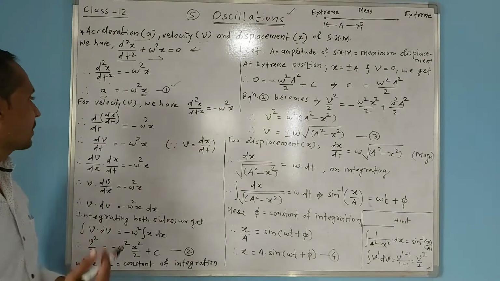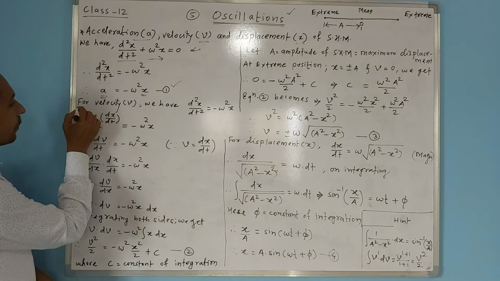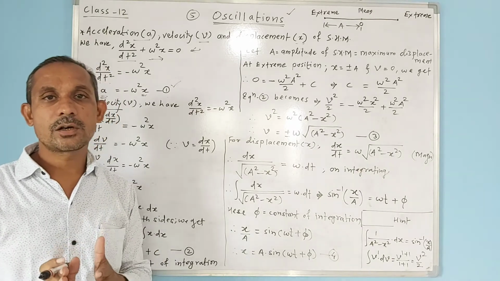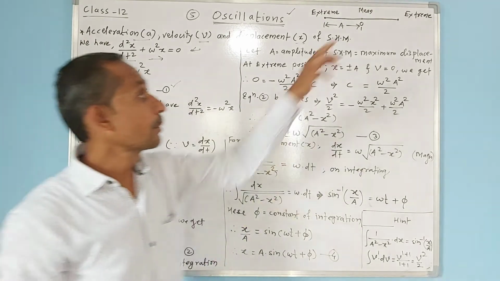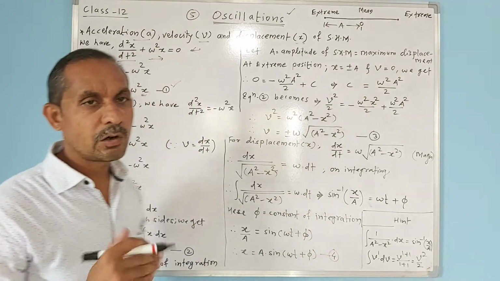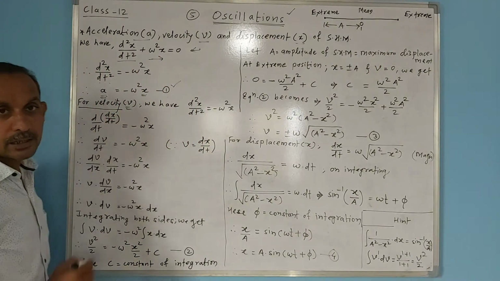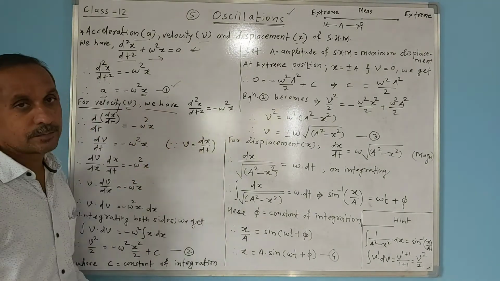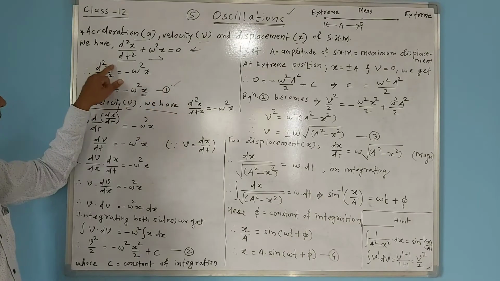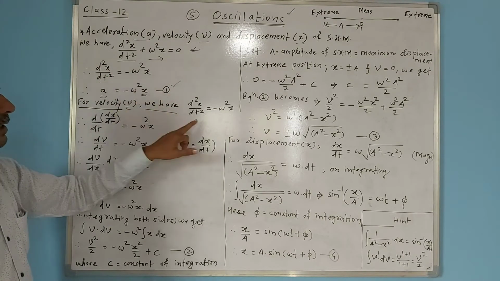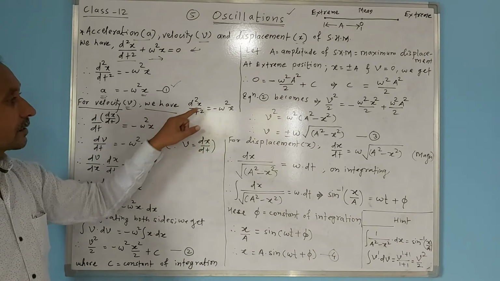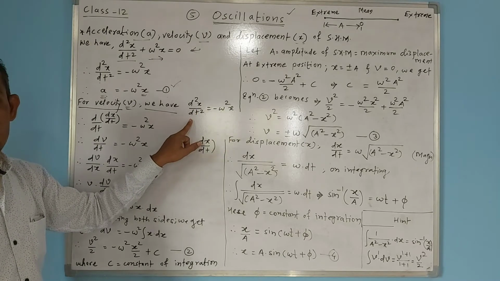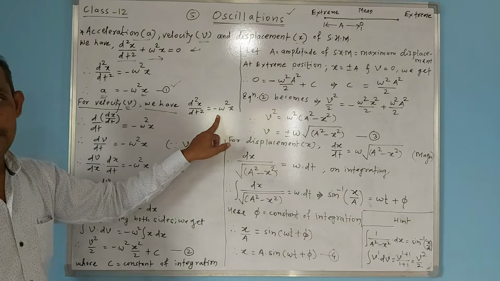Let's see the next expression. The next expression is for velocity. So now we will derive a relation or expression for the velocity of the particle in the simple harmonic motion. Now see, velocity is indicated by v, and we know the equation from last time, d2x by dt square is equal to minus omega square x. So the left hand side is the acceleration and the right hand side is also acceleration.